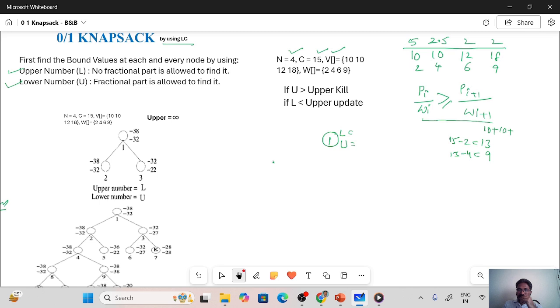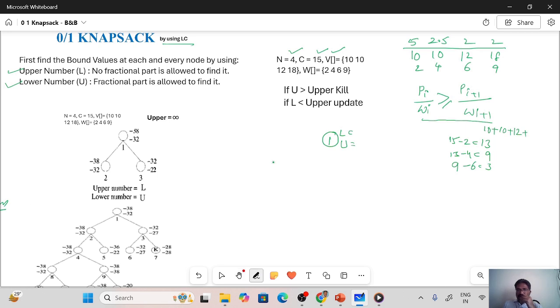Second item profit also along with previous profit. Now free space is 9. What is the third item weight? 6. So what is our free space? 3. Nothing but I have added third item also. What is the profit as of now? Previous profit plus third item profit. What is third item profit? 12.